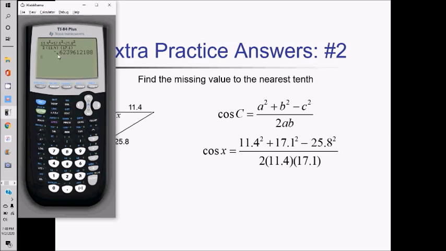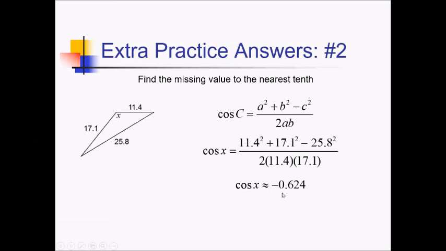Now, I'm going to keep the true value on my calculator, but when I round it off here, just in case somebody wants to actually use the rounded off value on the next step, I would take it out to 3 decimals because inverse cosine, which we're about to do, is a very sensitive function. So we've got a negative 0.624 if I round that off to at least 3 decimals.